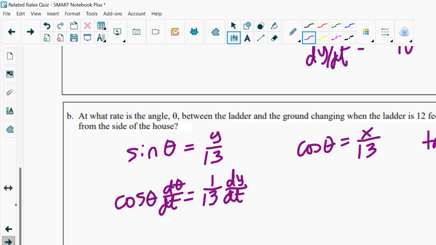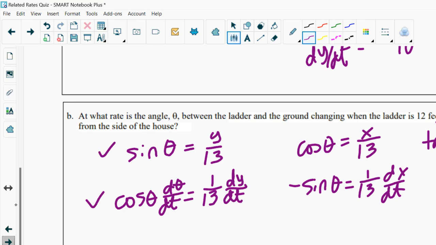And I just want to show you, you don't have to write all these down. I'm not going to do tangent because I don't want to do the quotient rule. But if you did cosine, you would say negative sine equals 1/13 dx over dt. Really, it's the same setup, just different values that you're using. So it was a point to write the right equation, a point to take the derivative with respect to time, and then just like the last one, a point to plug those values in correctly.